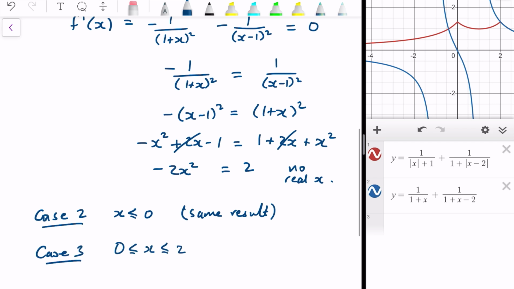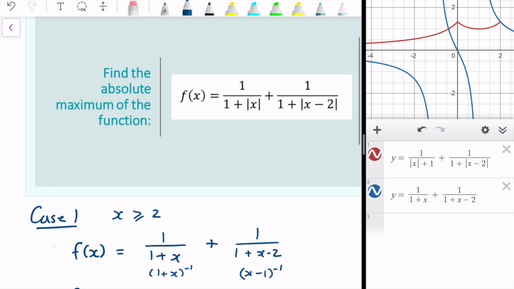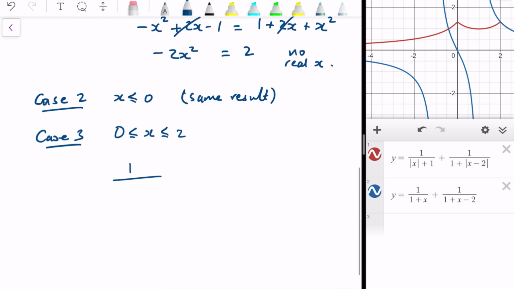if x is in between 0 and 2, looking at the function, this part of it, the absolute value symbols will do nothing, but the other part, well, if x is between 0 and 2, then x minus 2 is negative, and therefore the absolute value symbols turn that negative into a positive. So our function becomes 1 over 1 plus x like it was before, but the second part is 1 minus x minus 2. Okay, the absolute value symbol, to get rid of it, we need a minus in the front.